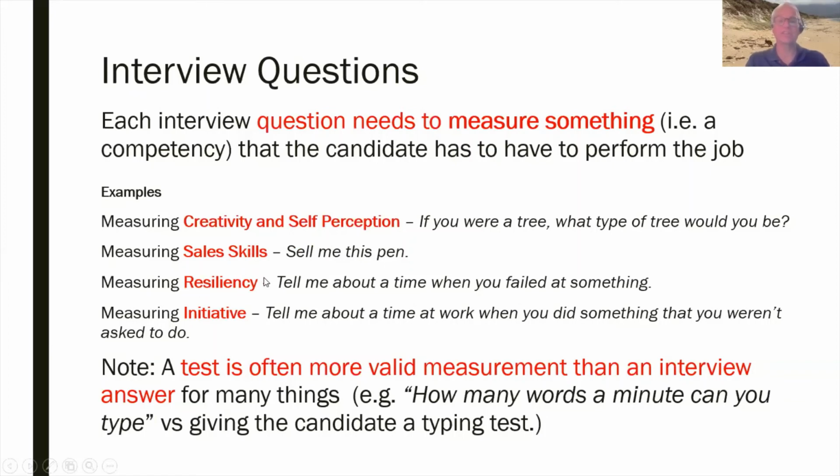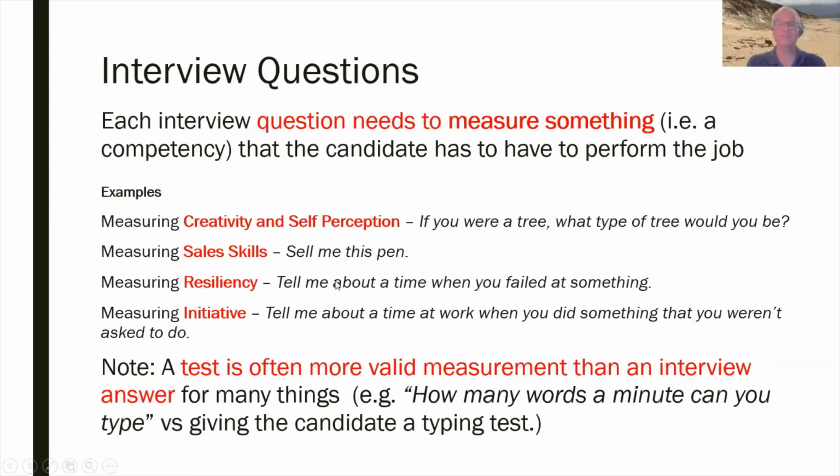Measuring resiliency: tell me about a time, and this is a behavioral-based question, when you failed at something. They'll go through that, and hopefully they'll tell you they learned something at the end. So this can measure resiliency, your ability to bounce back after not succeeding. And measuring initiative: tell me about a time at work when you did something you didn't have to, when you went above and beyond. Which is a good way to gauge initiative.